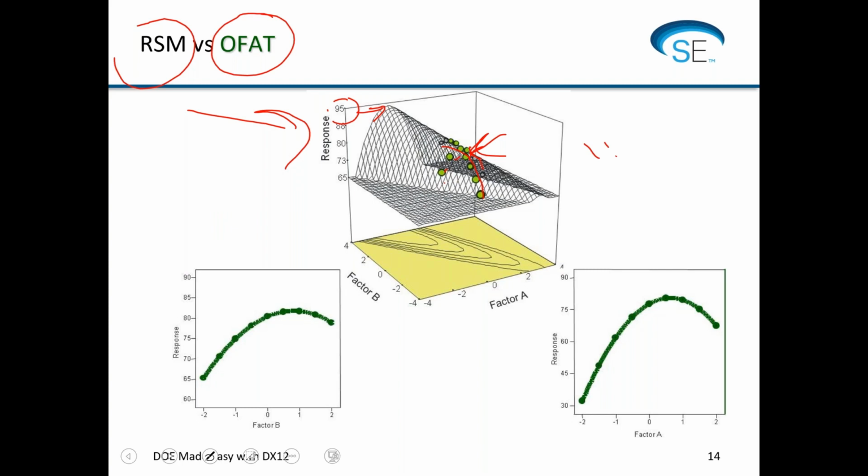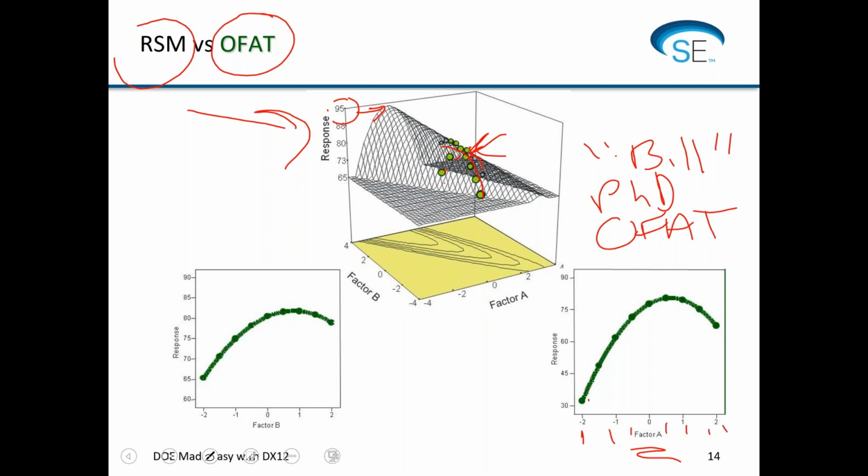This was an experience I had with a PhD chemist named Bill. He knew the OFAT very well because that was the scientific method, and he was very methodical in changing the factor A levels across many points here and drawing out this beautiful curve and then seeing where the maximum was on A. Then he carefully fixed A and he went to factor B and did the same thing, and he got this beautiful curve.